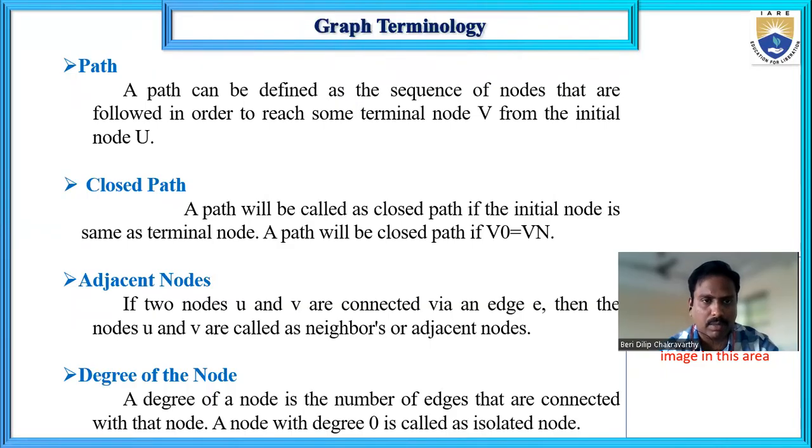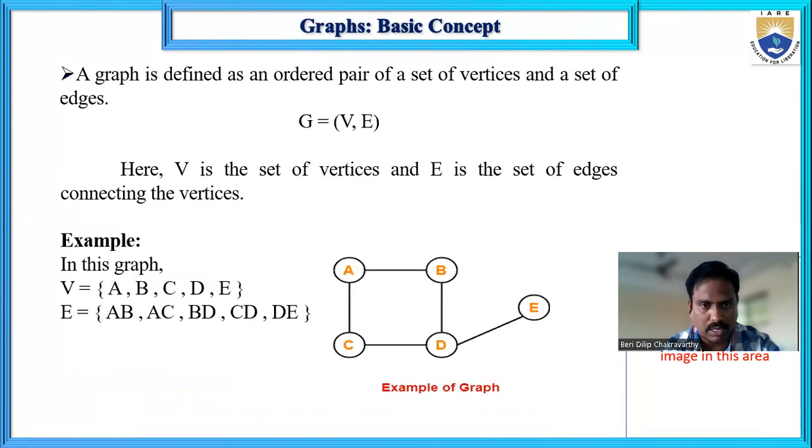Then closed path. A path is called a closed path if the initial node is the same as the terminal node. If the initial node and terminal node are both the same, we call it a closed path. Observe this graph. If I start from A to B, B to D, D to C, C to A, we are reaching the same location again, so we call it a closed path.